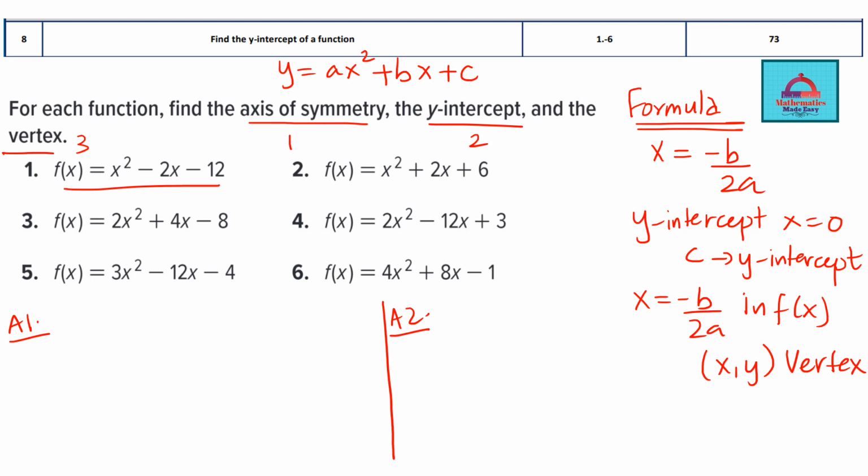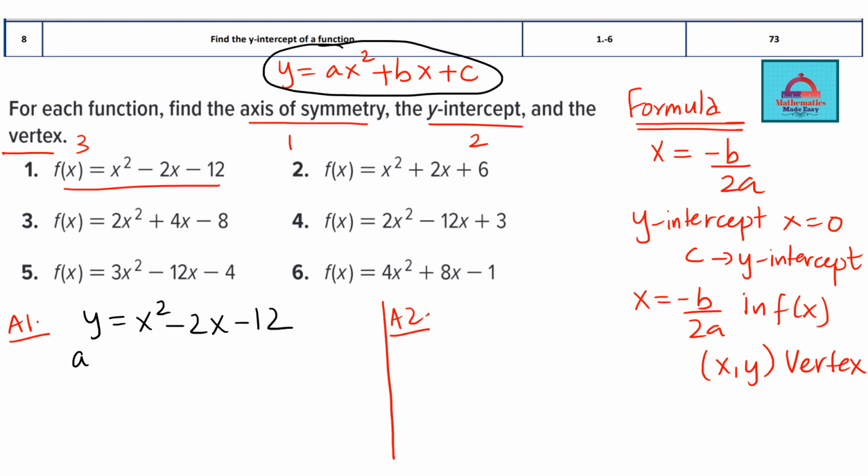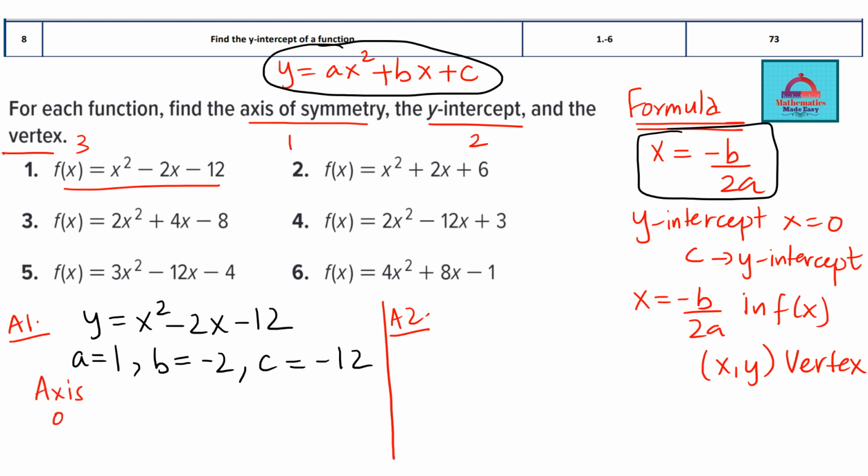For the first question, your value of y is given to be x square minus 2x minus 12. If I compare it with the standard form of a quadratic function, we know a is 1, b is minus 2 and c is minus 12. First let's calculate the axis of symmetry. For that we will use this formula. The axis of symmetry is given by x equal to minus b by 2a.